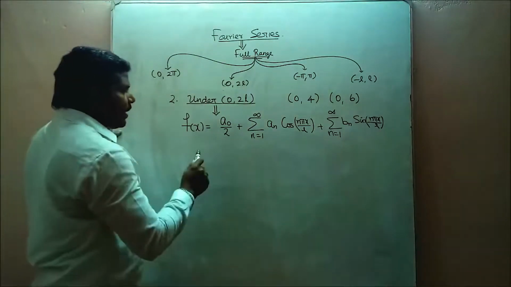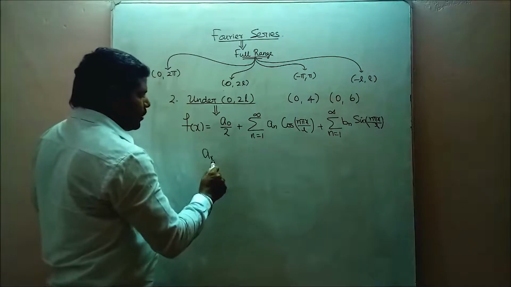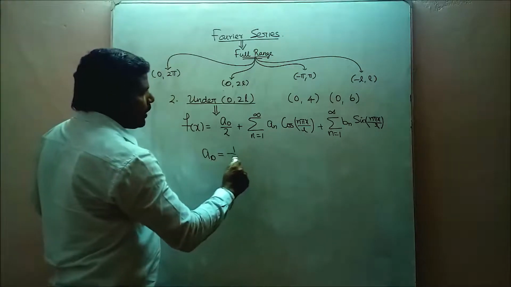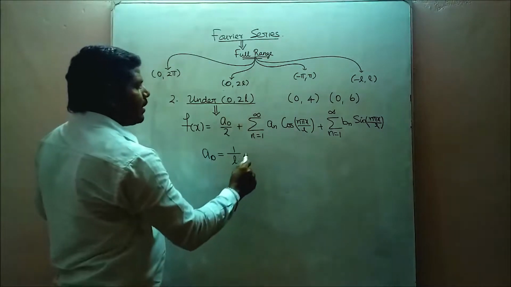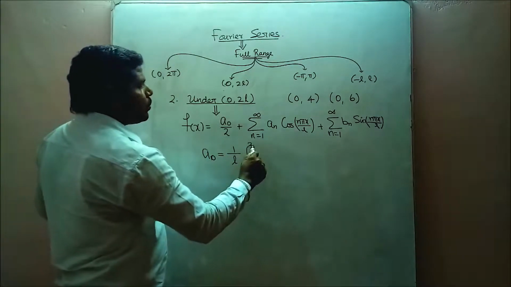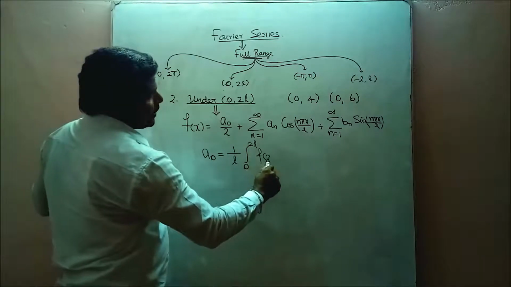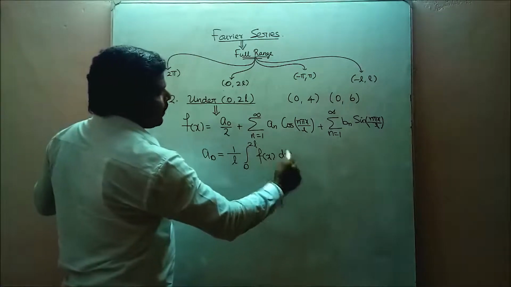Next we can write the formula for a0. a0 is equal to 1 by half of the length. If you take half of the length 2l, it is l. So a0 is equal to 1 by l, integral 0 to 2l, f of x into dx. This is the formula for a0.